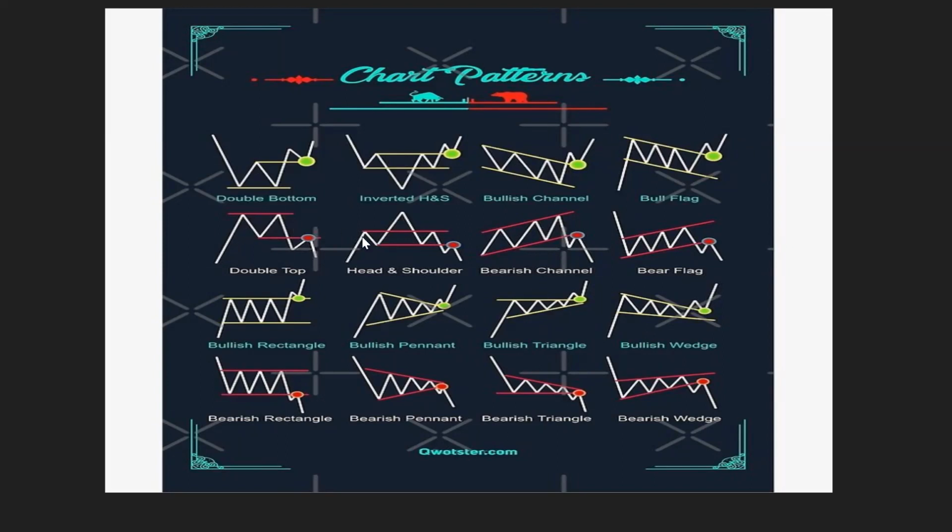Then you have the opposite: the double top, the head and shoulders, and the bearish channel. It looks like a bullish scenario, but then it breaks the bottom trend line, tries to break back in, and retests that bottom trend line before making a lower low. And you have the bear flag, where you have the bearish pull and then start doing that bearish channel, and once it breaks out of that channel, it goes back down. Then there are the bullish rectangle and bullish pennant. Bull pennants and bear pennants are very similar to a bull flag and bear flag.